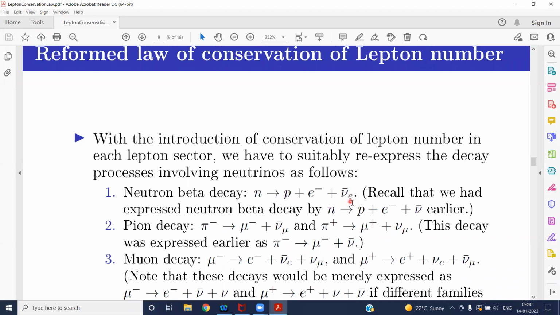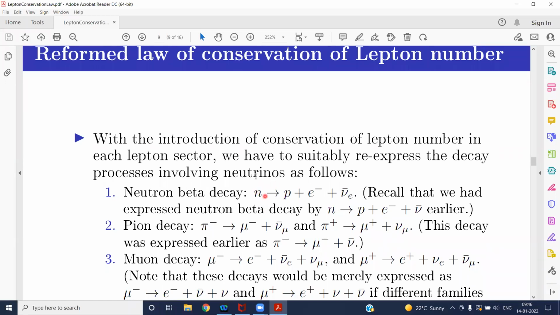Now you need to introduce nu e bar. Earlier I said neutron decays into proton, electron and nu bar. Now that I have learned that the neutrino has to have a suffix, either e or mu, whatever comes there, let us check the electron lepton number on the left hand side. What is the electron lepton number of the neutron? You have to answer me now.